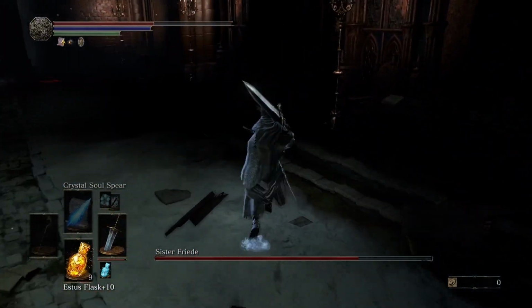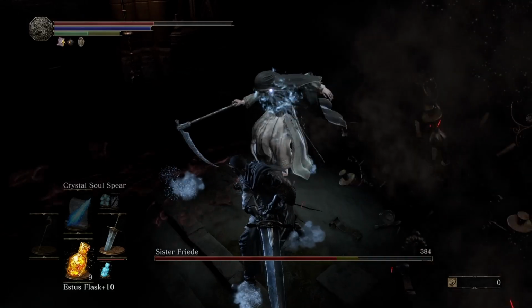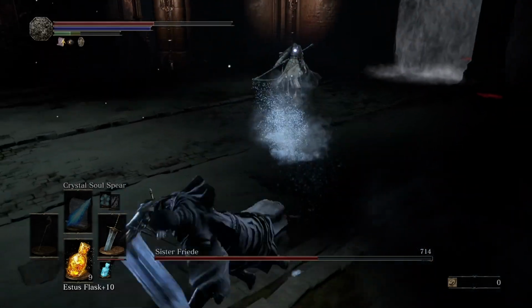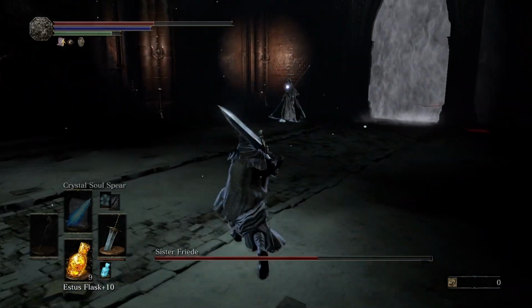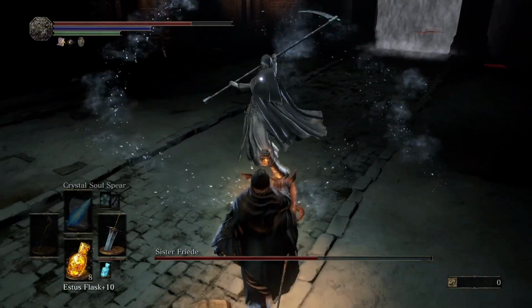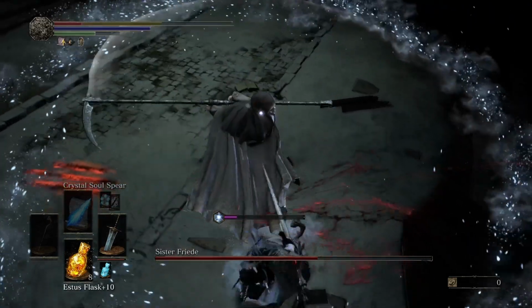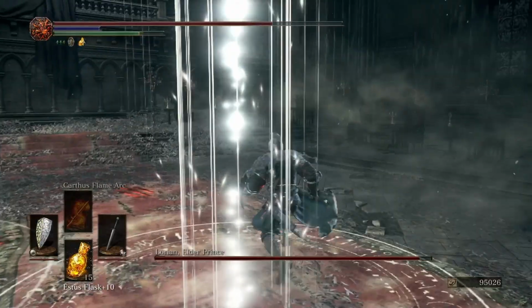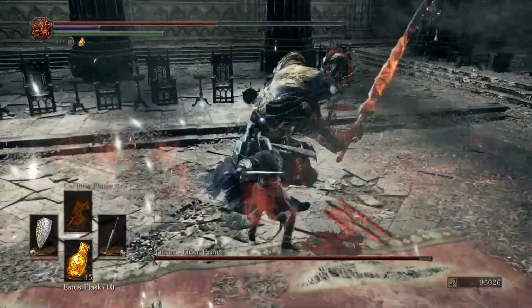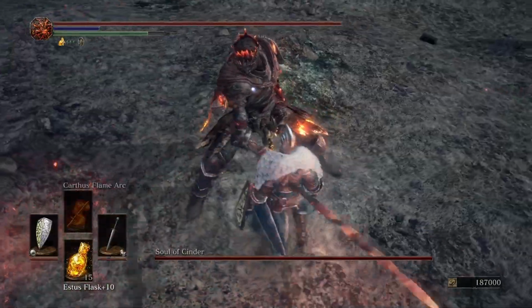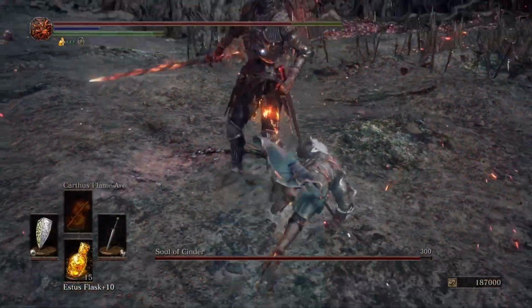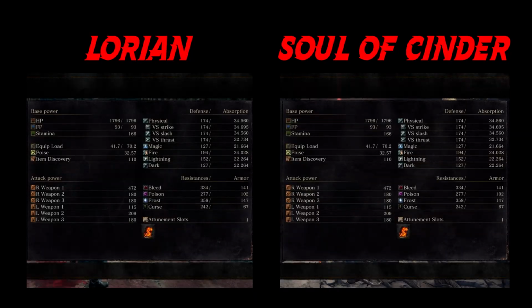When an attack successfully connects with an enemy, you do damage. This damage is then subtracted from the recipient's health bar. If you've ever played the game before, you understand that not every enemy will take the same amount of damage from every attack. For example, Lorian takes 284 damage from my sword, and Soul of Cinder takes 300 damage from the same sword. So what's happening?